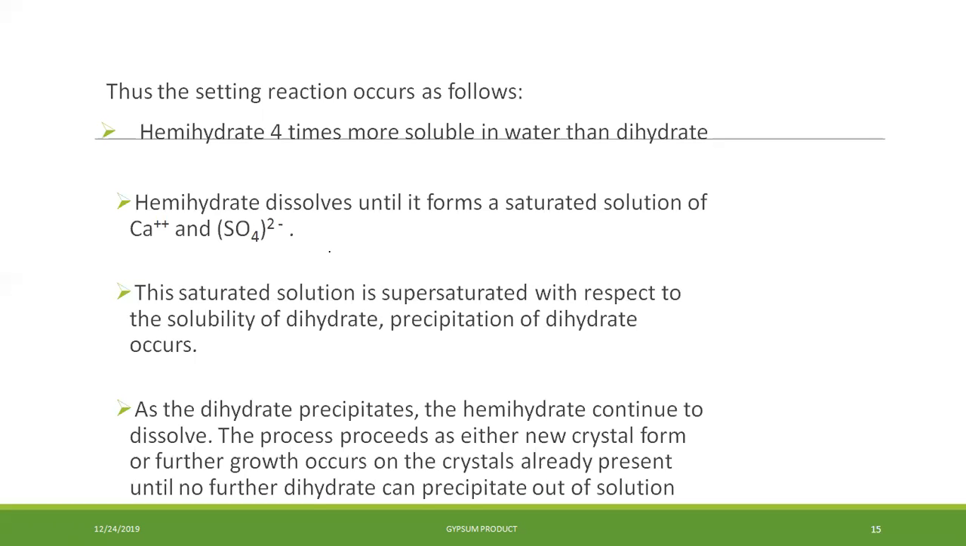Basically, when hemihydrate is mixed with water to form a fluid workable suspension, the hemihydrate, which is 4 times more soluble in water than dihydrate, right? Because it has half the water. So hemihydrate dissolves until it forms a saturated solution of calcium and sulfate. This saturated solution is supersaturated with respect to the solubility of dihydrate, so precipitation of dihydrate occurs. When there is saturation, the reaction stops. As the dihydrate precipitates, the hemihydrate continues to dissolve.